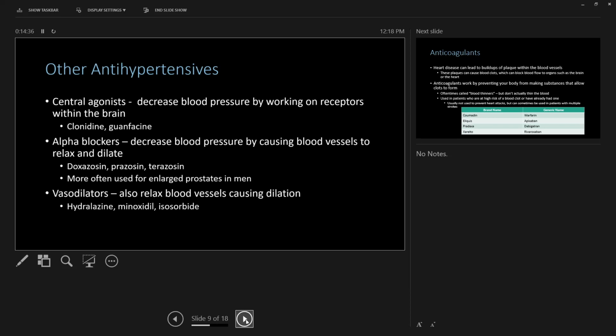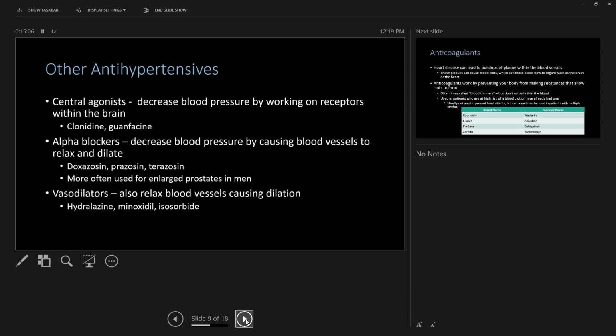Often we see these used more for BPH in men. In addition to relaxing blood vessels within the body, they also relax blood vessels around the prostate. So for men that have BPH symptoms, it can help with that. So if you have both, sometimes it's a great drug to take care of two problems with one medication, or two birds with one stone. So you may sometimes see these medications used for both of those.